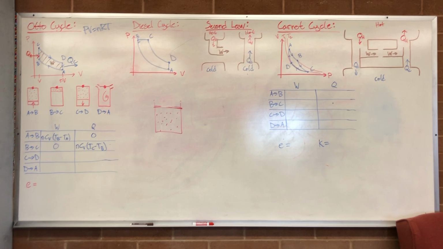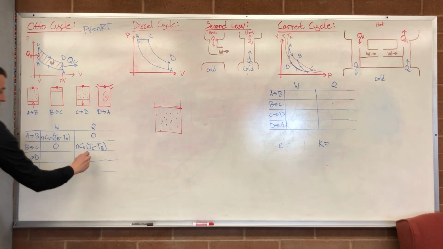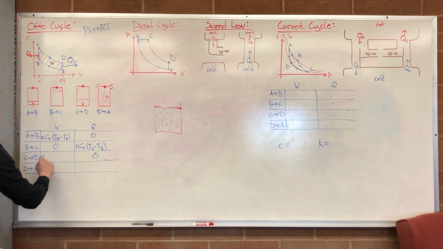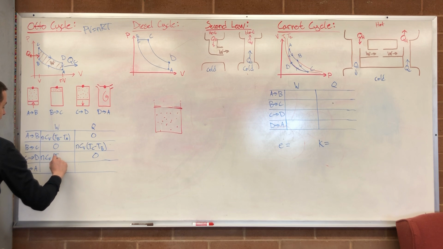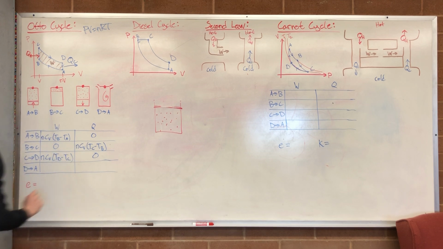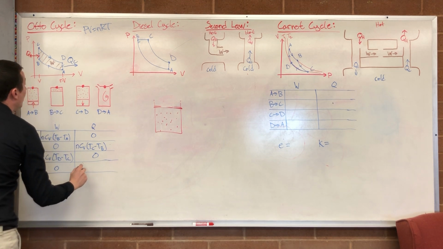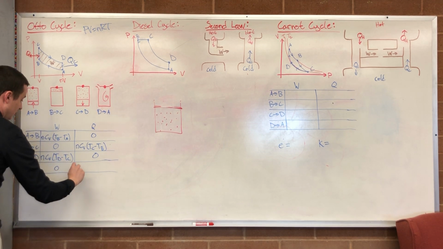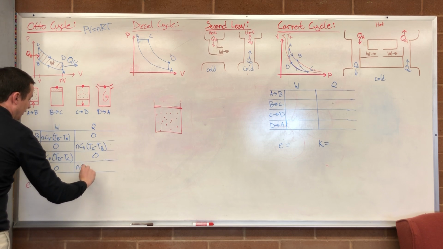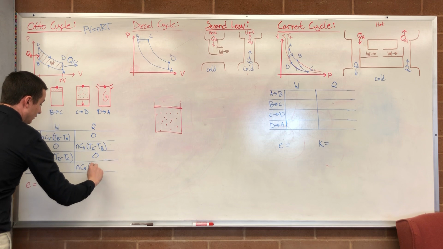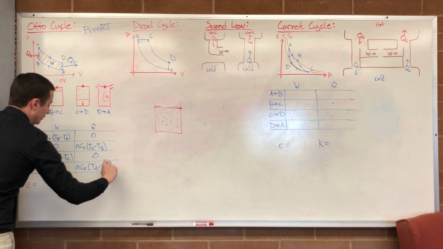Okay? Now, C to D, would that also be an adiabatic process? Once again, adiabatic, yep. No heat being added. And so now, it's N times CV times TD minus TC. And then, from D to A, the work we have is 0 once again. And our heat is NCV times TA minus TD.